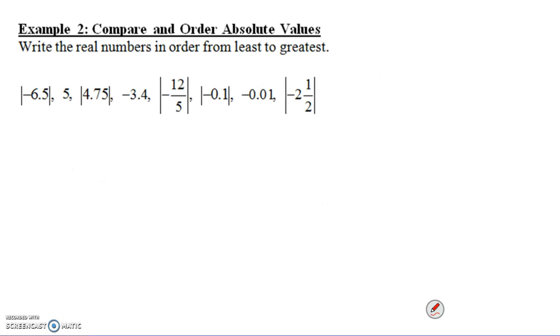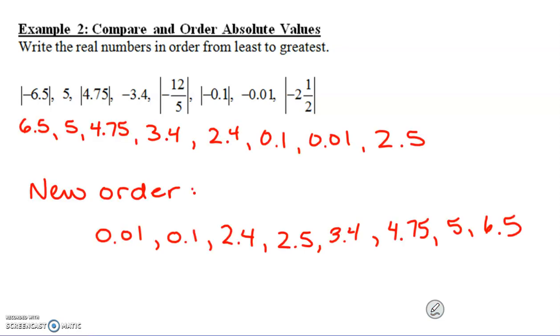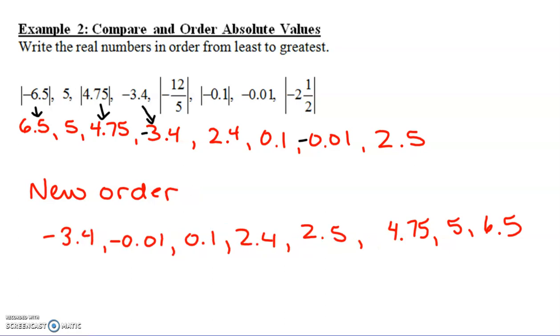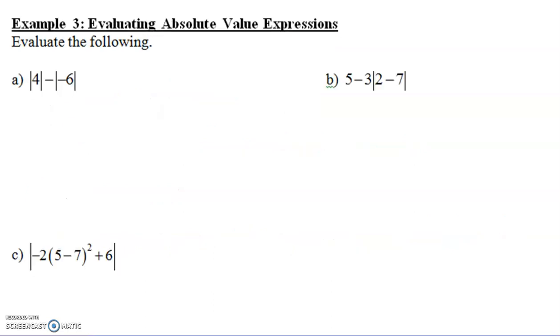Another thing you'll have to do is order these on a number line. So what I'm first going to do is determine the absolute value of each of these numbers, and then I will reorder them. So again, what I did for this first part is I just brought each one of these into its new value. But I do see I made a mistake because the -3.4 would still be -3.4, and the -0.01 would be -0.01. So here the value of the -3.4 would still be -3.4, and the new order would be as shown below.